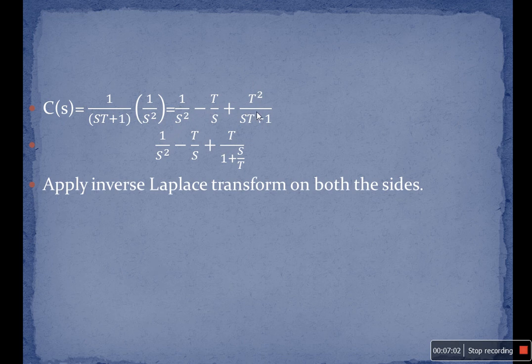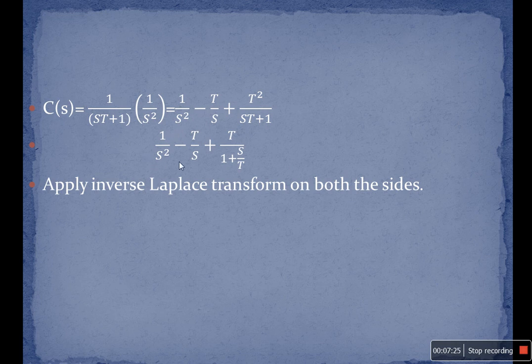So how I am getting this term: in the denominator of this part I am taking tau as common. Whenever I am taking tau as common, here I am getting s plus 1 by tau. Tau square and tau get cancelled out. Here we are left with tau. And in the denominator part we are having 1 plus s by tau. Now you apply the inverse Laplace transform.